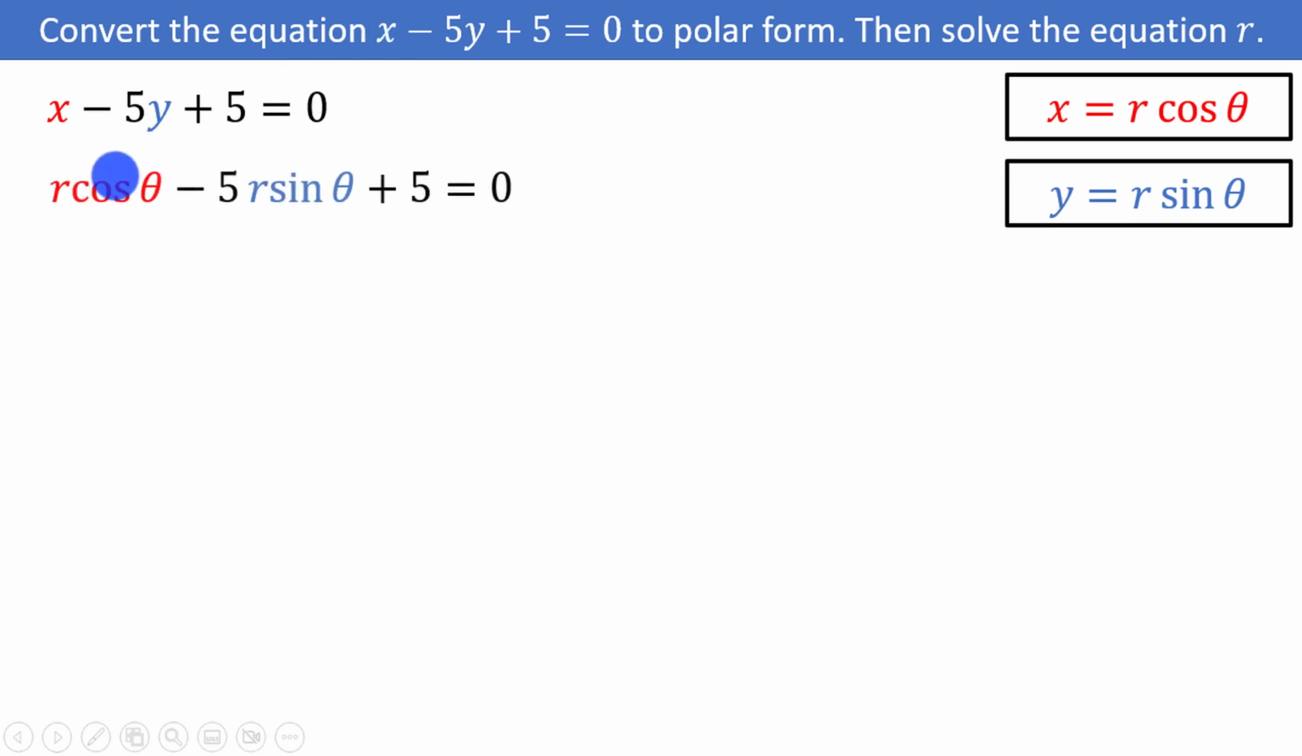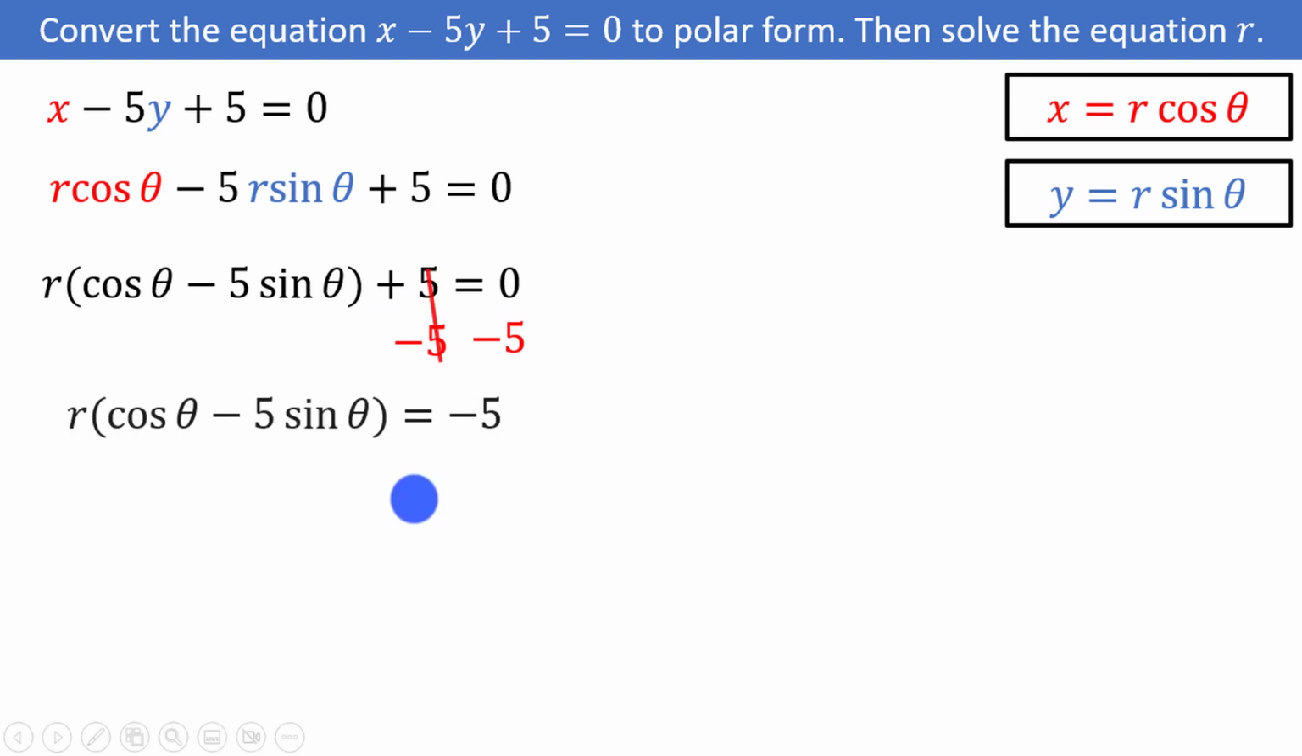Instead of x, we will have r cosine theta, and instead of negative 5y, we will have negative 5 r sine theta. Since we need to solve for r, we will want to factor an r out from both terms. We will have r times cosine of theta minus 5 sine of theta plus 5 is equal to 0. Then we can subtract 5 from both sides to get r times cosine of theta minus 5 sine of theta is equal to negative 5.